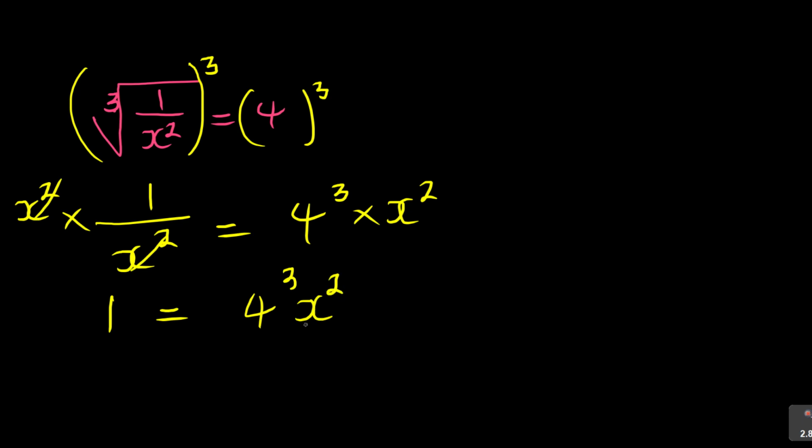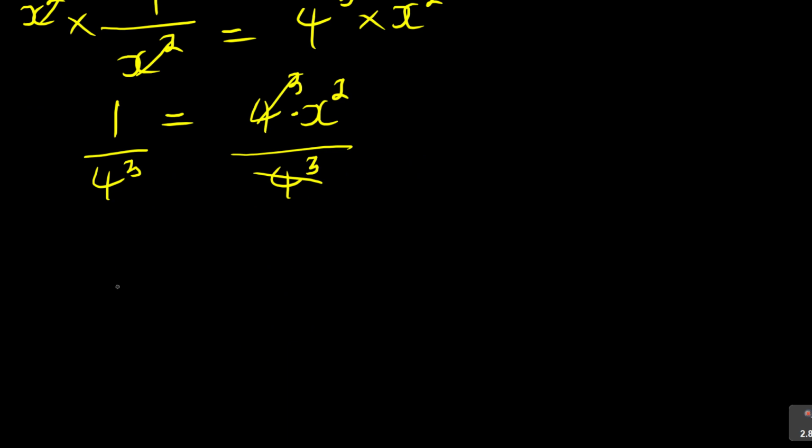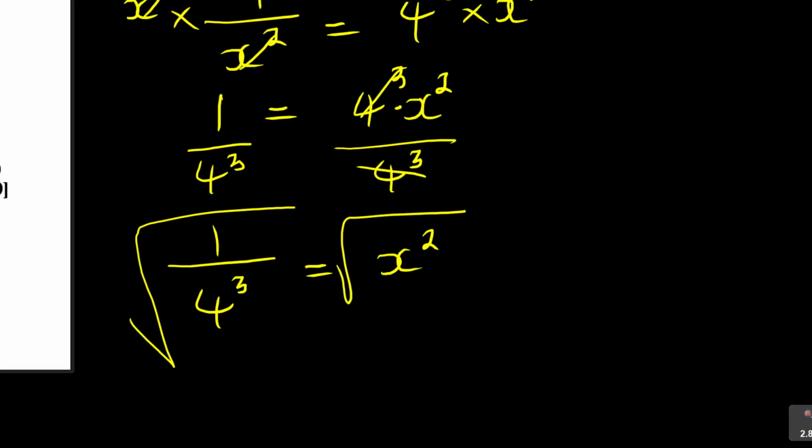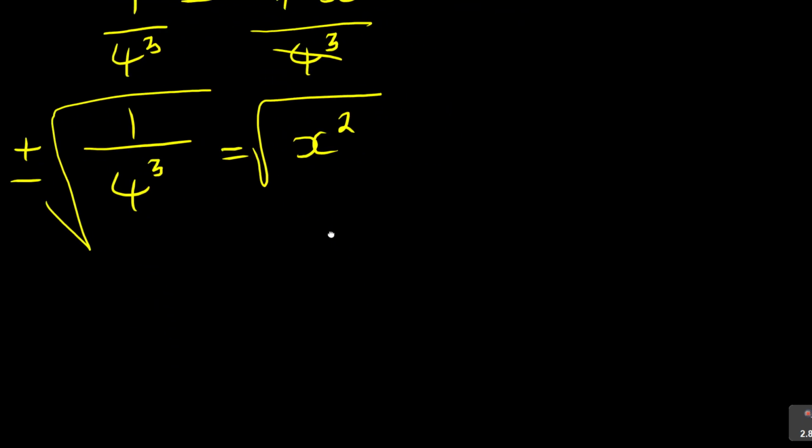See, I was avoiding that thing. Now we are interested in x squared. Divide by 4 cubed. Divide by 4 cubed. There we go. Gone. Then what do I have? I have 1 over 4 cubed is equal to x squared. But what do I need? I need x. Square root both sides. But when you square root on the other side, what do you say? You say plus or minus. Very important. Otherwise they'll penalize you if you forget that.